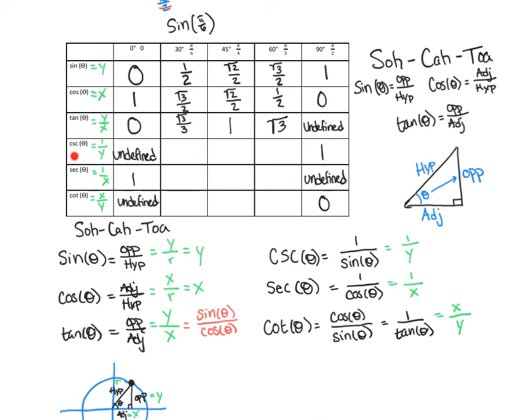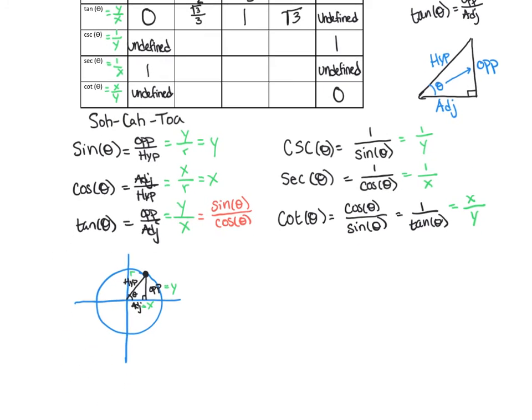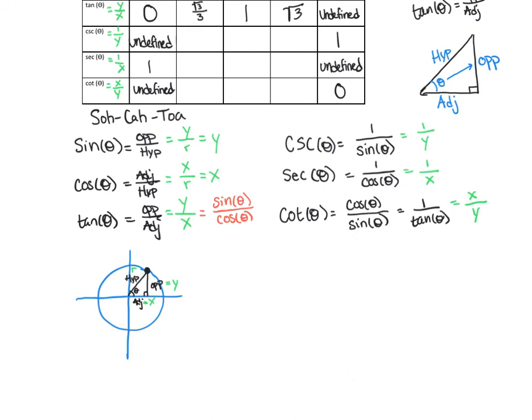So let's start with cosecant of pi over 6. Well, cosecant, I know, is 1 over our y value or 1 over sine. So I'm going to turn this into a sine problem of 1 over sine of pi over 6. So sine of pi over 6, that's something we already know.